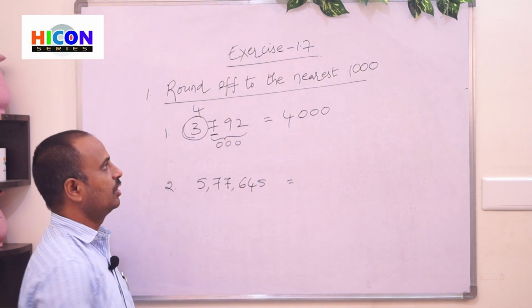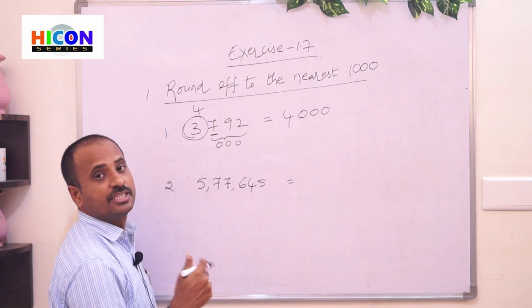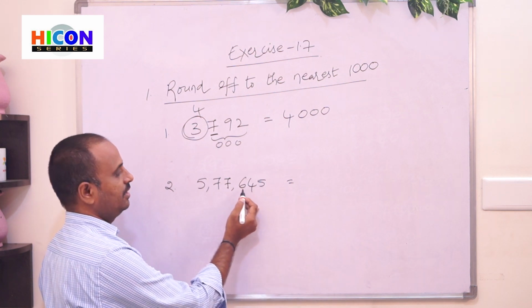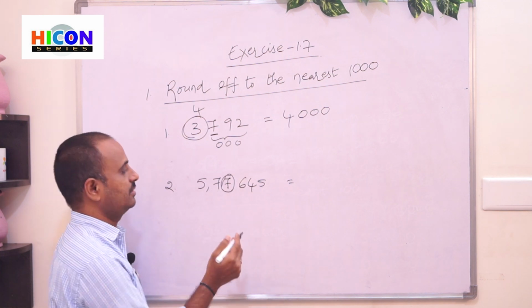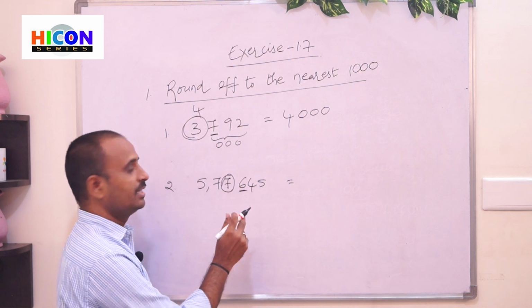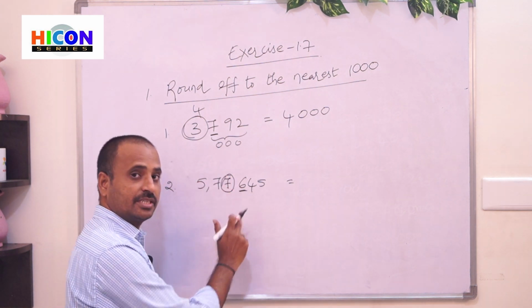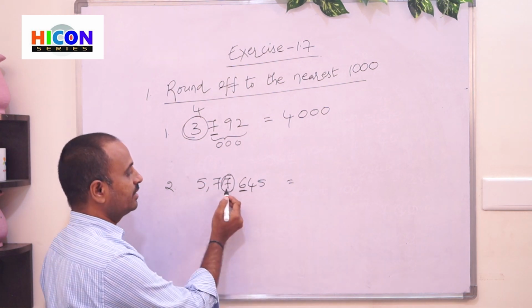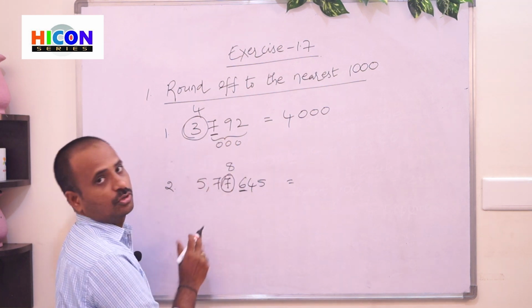So next is the second number, 5,77,645. Now we have to round this number to the nearest thousands. So first identify the digit present in the thousands place. So this is ones, tens, hundreds, thousands. So 7 is present in the thousands place. And check the next digit. The next digit is 6 and it is also greater than 5. So if the next digit is greater than 5, then write the next thousands. Here there are 7 thousands, the next thousands becomes 8 thousands.